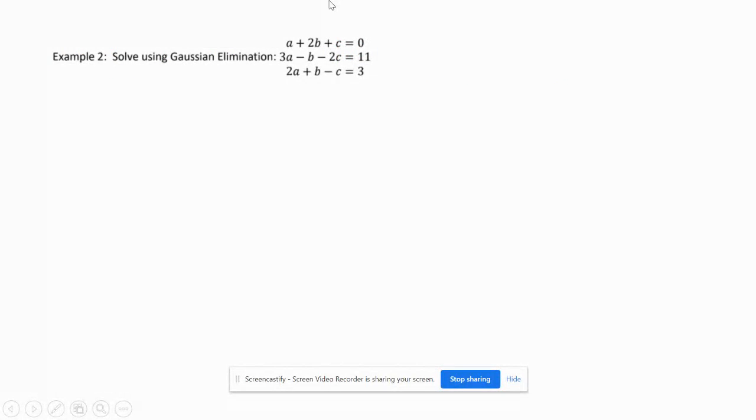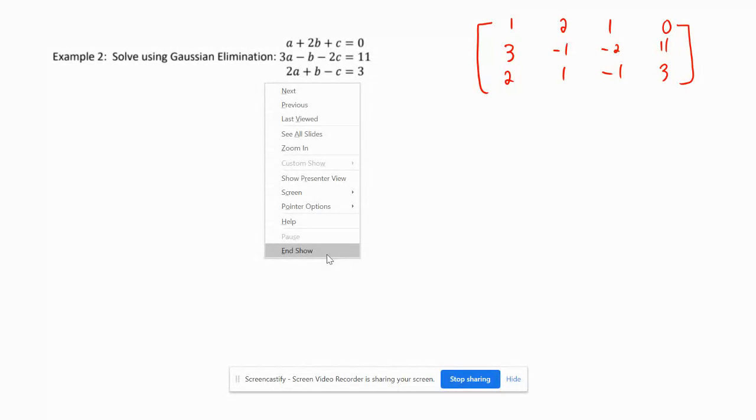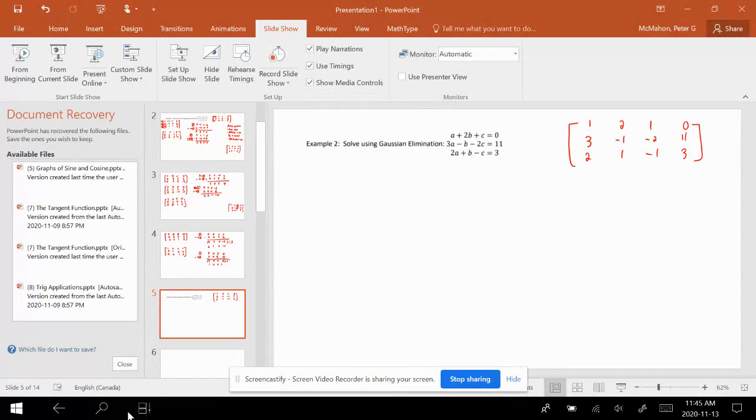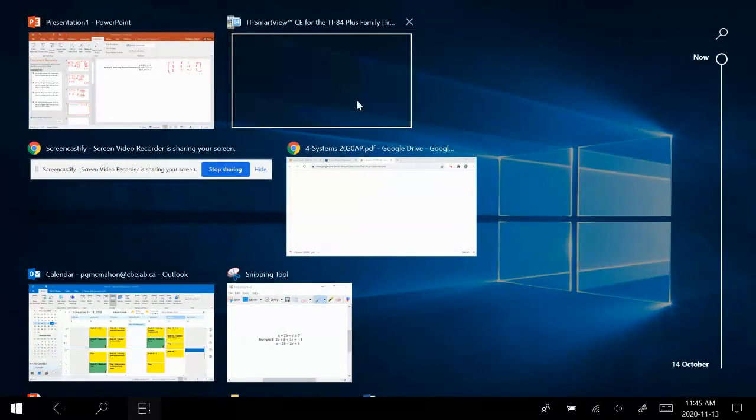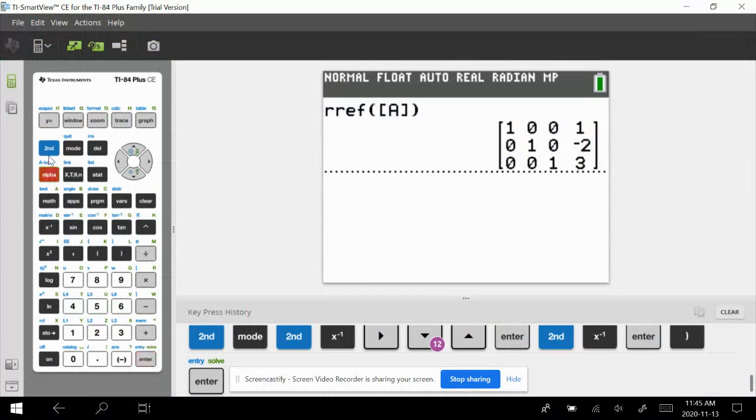All right, so example number 2. Solve using Gaussian elimination. Okay, so first step is convert this guy into a matrix. And this is going to be 1, 2, 1, 0, 3, negative 1, negative 2, 11, 2, 1, negative 1, 3. Okay, so first thing, guys, we're going to go into our calculator and solve it first to figure out what the answer is.